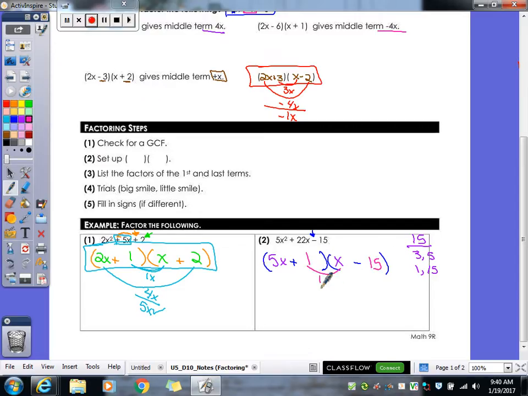So my little smile here would give me a 1x. 5 times negative 15, what does that give us? I think it's negative 75. Yeah. Can we tell right away that's not going to work? Yeah. Yeah, okay.